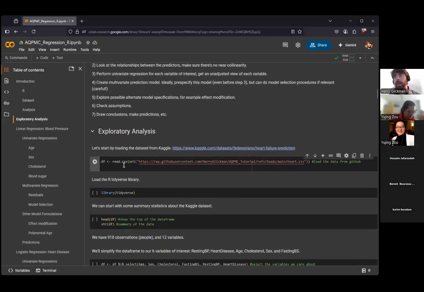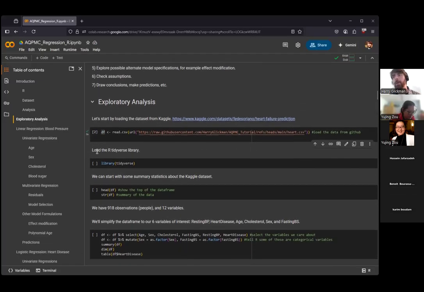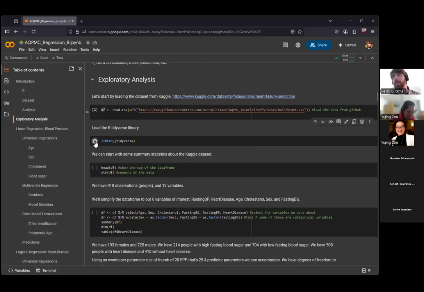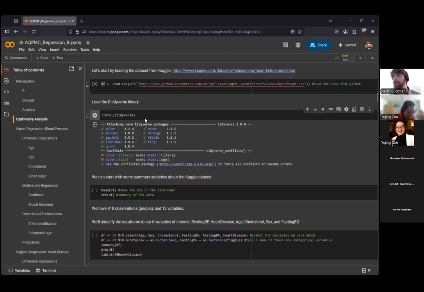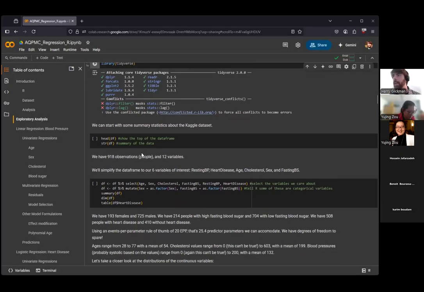So we're going to start by loading the data set. I've downloaded this data set from Kaggle and I uploaded it to GitHub so we can just read the CSV. So this is just pulling basically the Excel file from GitHub and putting it in an object in R. We're also going to load the tidyverse library, as I said, which is automatically included in Google Colab and which is super powerful, and we'll get into that.